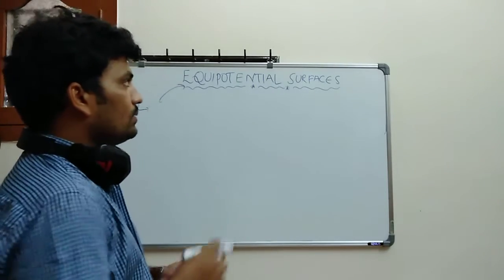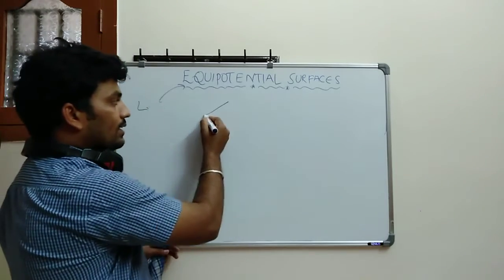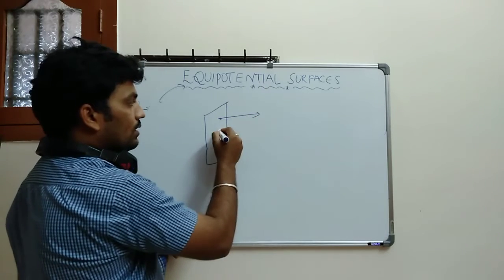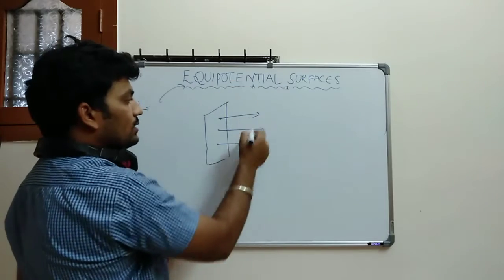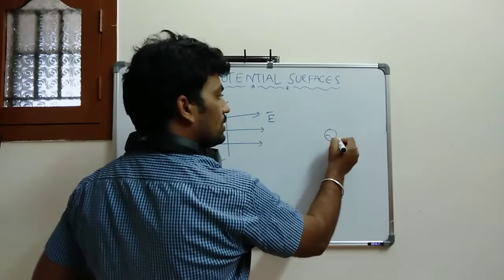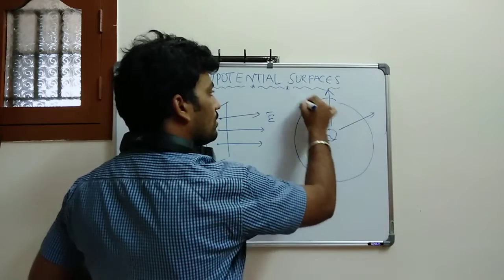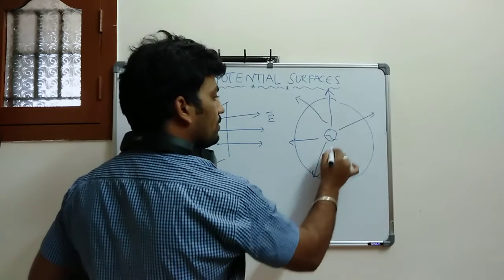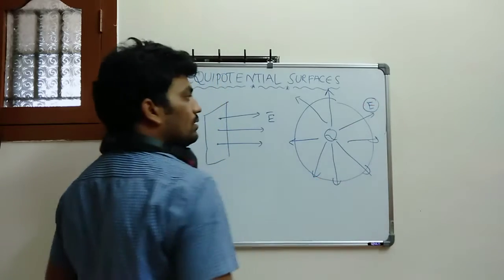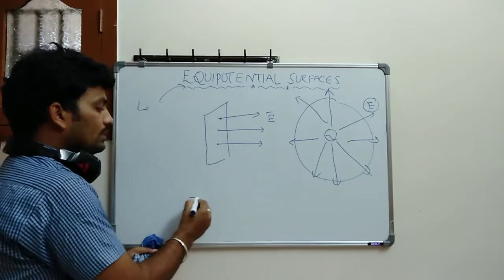Now one more thing I wanted to see, how the equipotential surface looks like. If I take a plane like this plane, I told you already field lines are normal to it. If it is equipotential, then field lines are normal to it. If I take a charge, let's suppose this is a Q charge, around this one field lines will be normal to it like this. So in a spherical manner, everywhere it is uniformly distributed, and these E are normal to the surface.